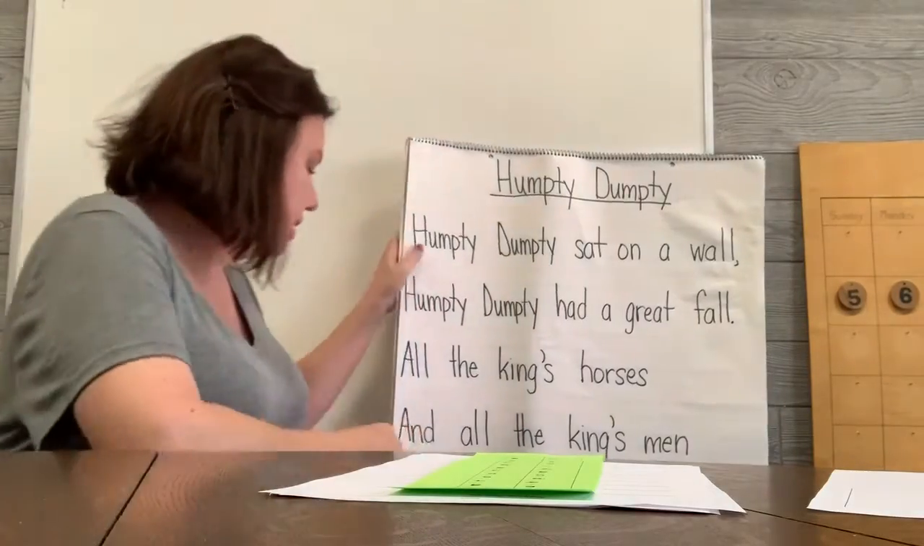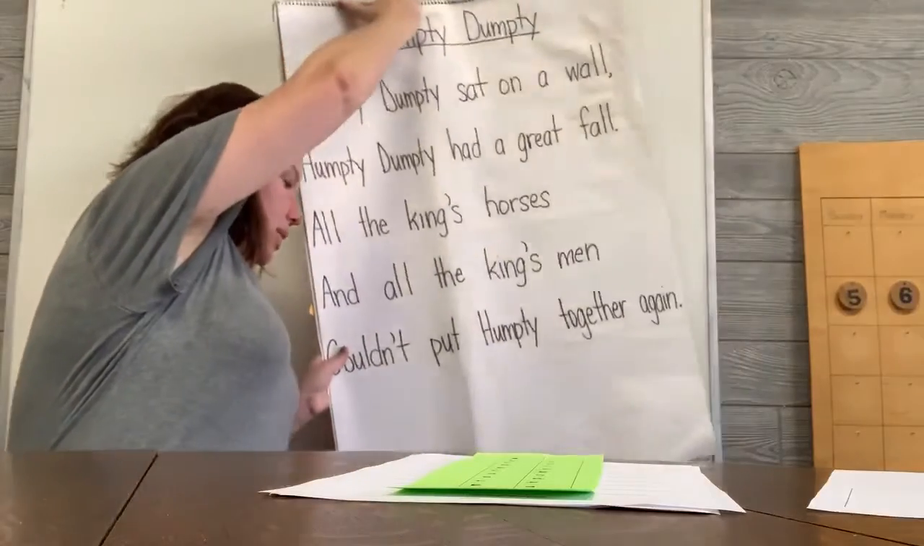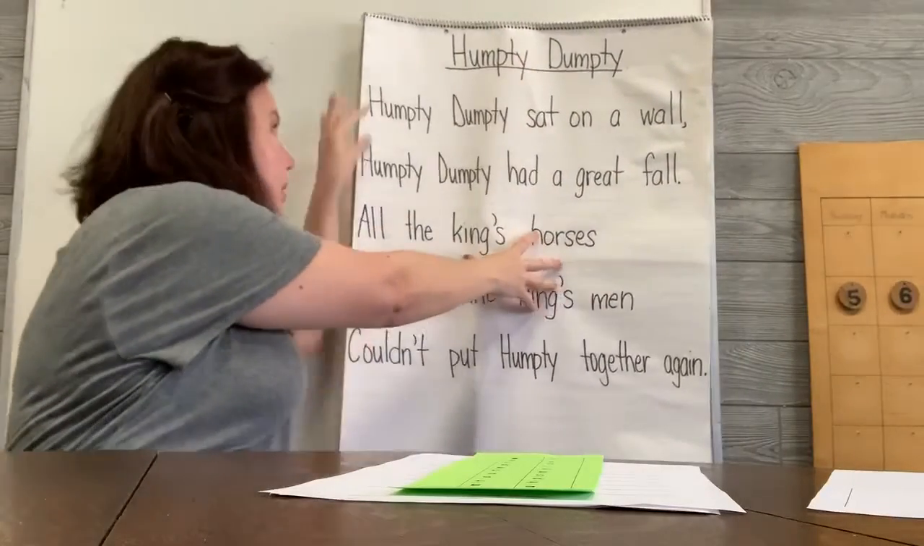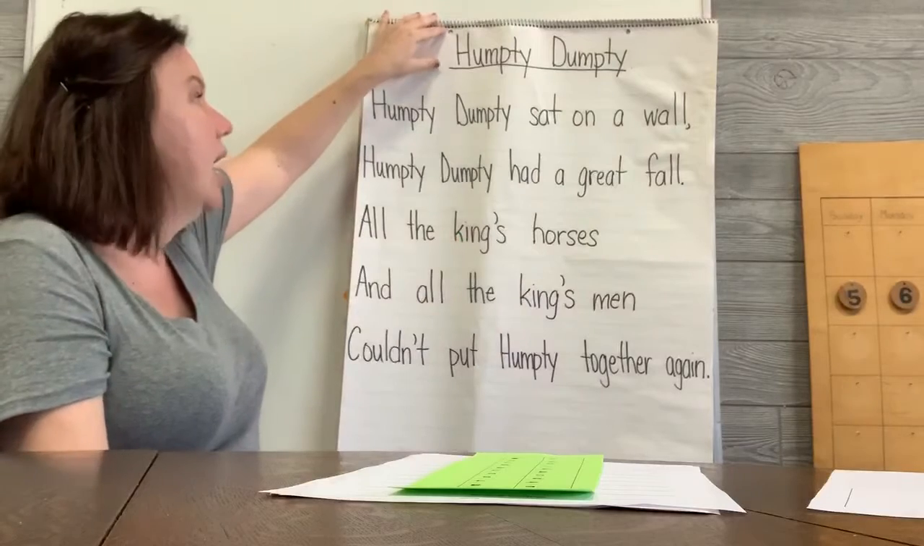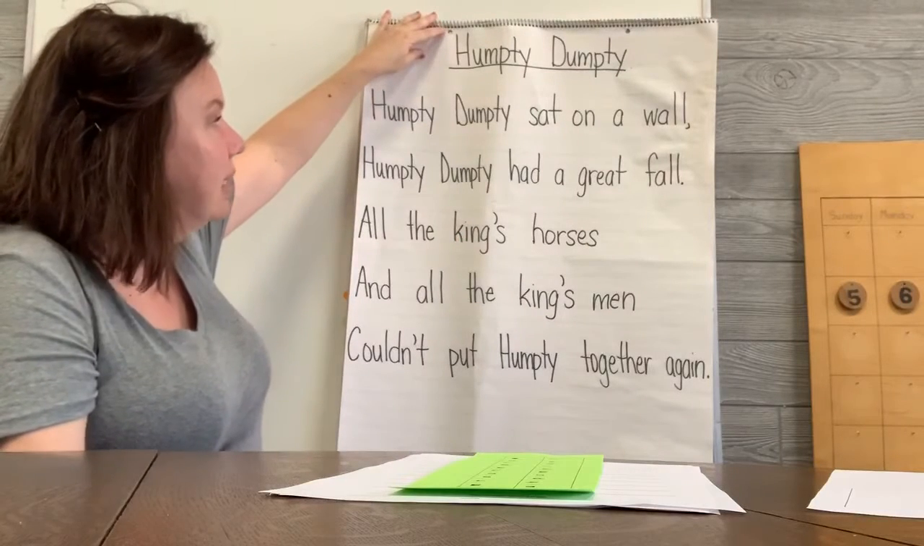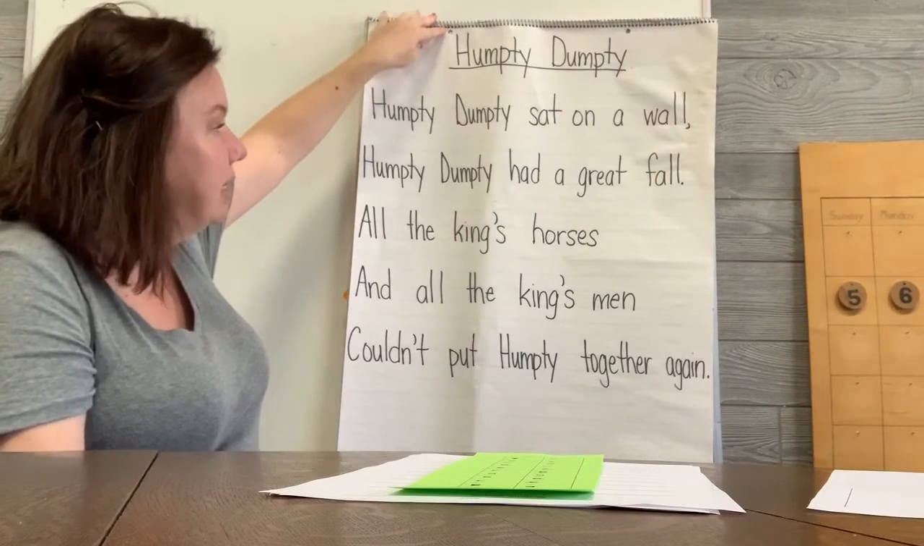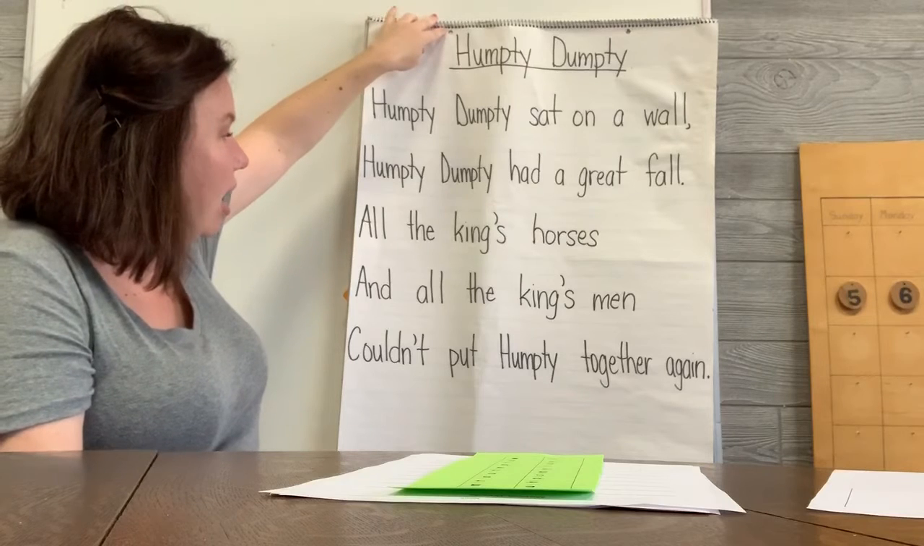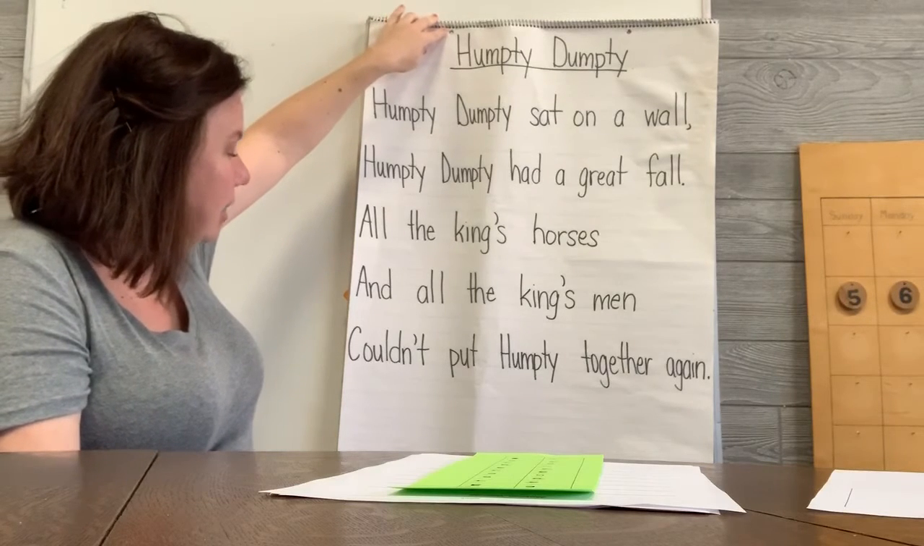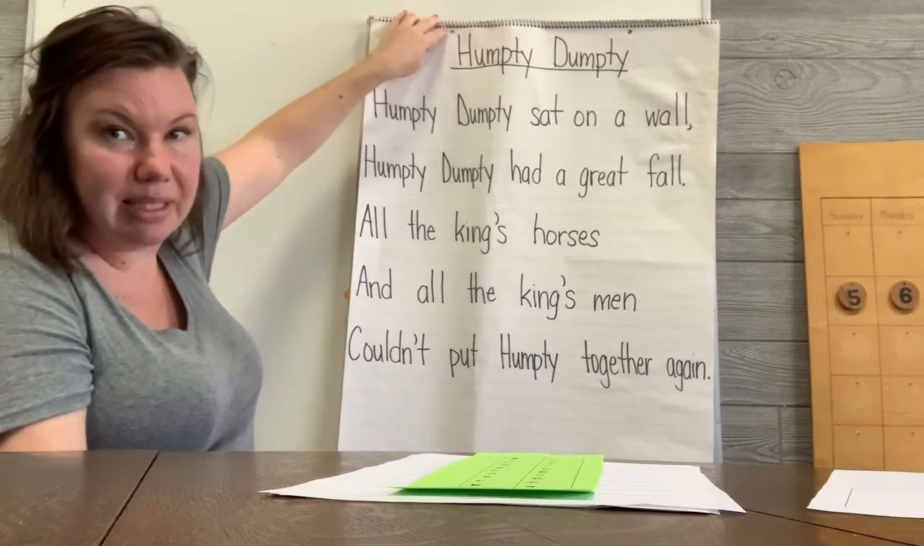So I'm going to hold it up so you can see. You guys are all probably familiar with the nursery rhyme, but I'm going to hold it up just as a review. Okay. Humpty Dumpty. Humpty Dumpty sat on a wall. Humpty Dumpty had a great fall. All the king's horses and all the king's men couldn't put Humpty together again.